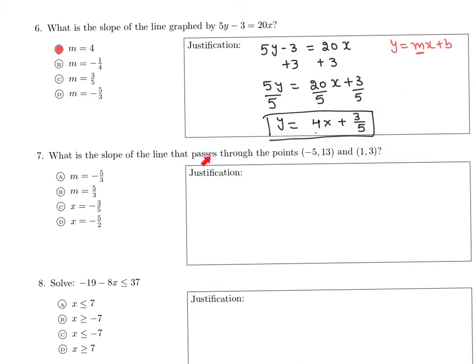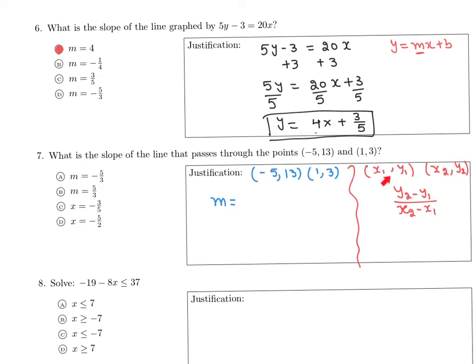For number 7, you're going to find the slope of the line that passes through these 2 points. The slope formula, when 2 points are given, x1 comma y1 and x2 comma y2, is y2 minus y1 over x2 minus x1.